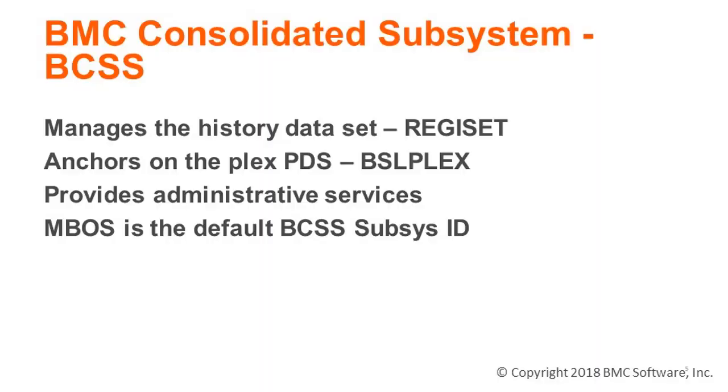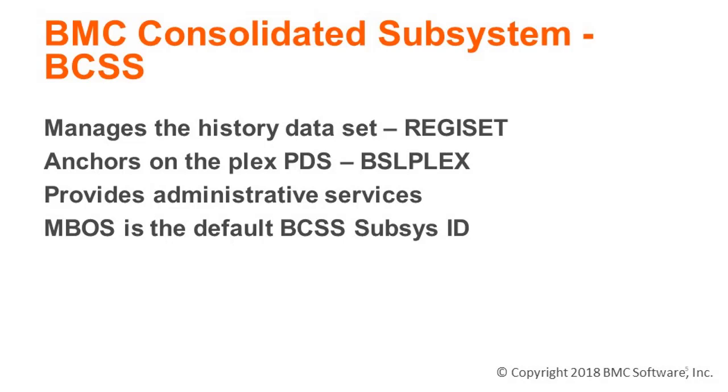BCSS is short for BMC Consolidated Subsystem. Within BMC, the BCSS infrastructure is shared among a number of products. The BCSS requires that the BMCP is up and running before it will initialize. Unlike the BMCP, which allows only a single instance to be running on each LPAR, you can have multiple BCSS started tasks up and running on an LPAR. Even though the BCSS type infrastructure is shared between products, the specific BCSS started tasks are not shared between the products. Within the scope of MainView Batch Optimizer, the default subsys ID is MBOS.